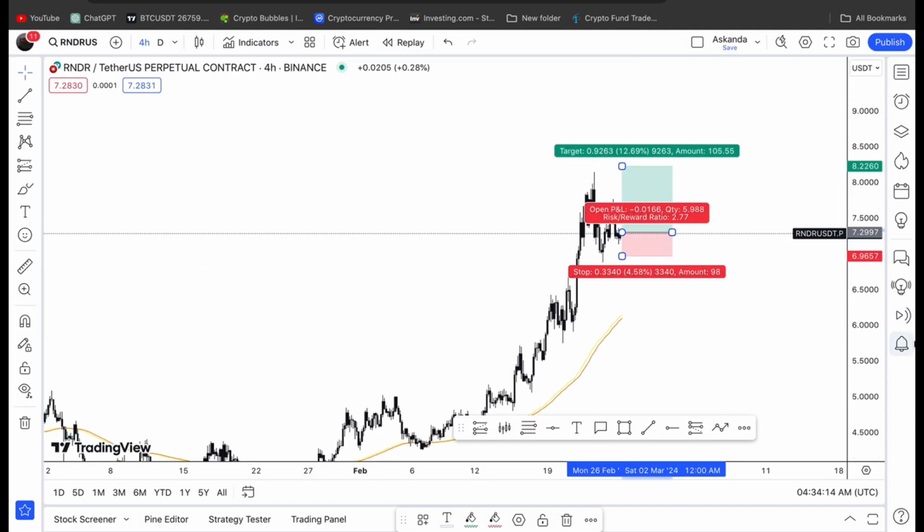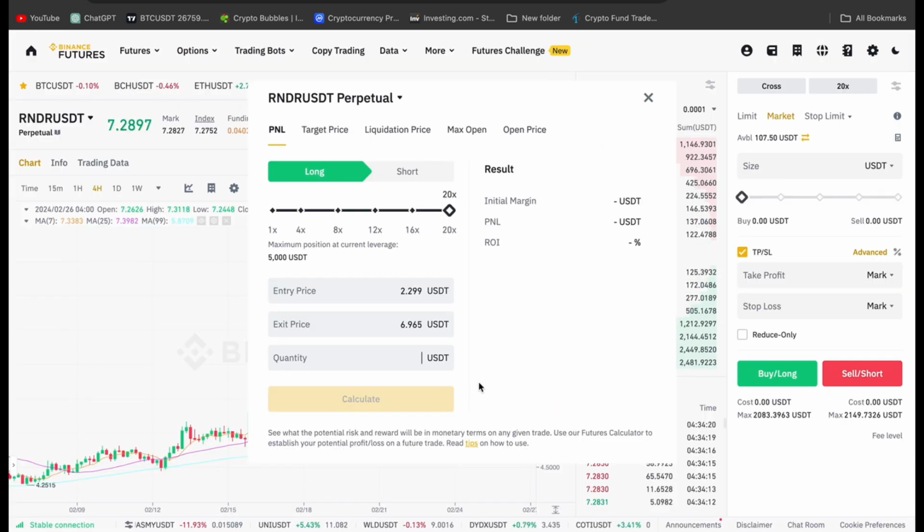Now we have our quantity. Our quantity is 5.988. That's what they are saying we should use if we want to use 2% of the $100. So we have 5.988.